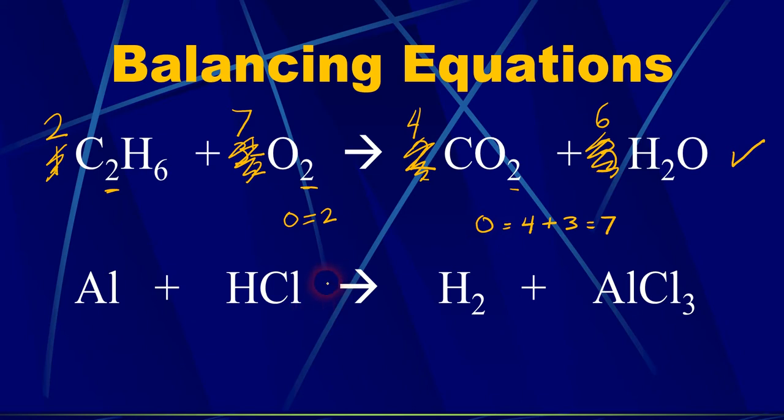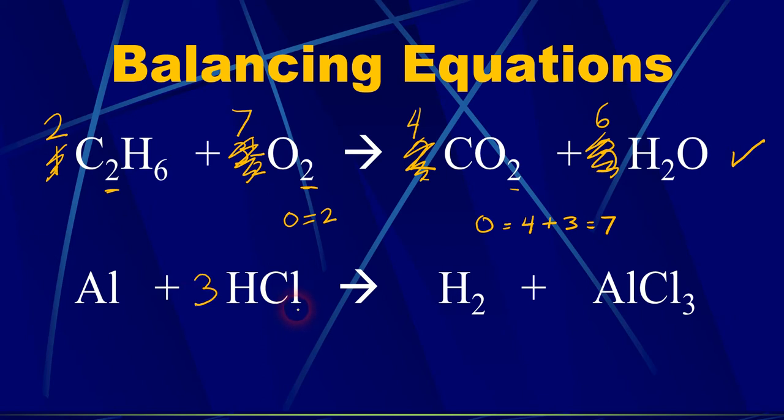Now we have one more here. Let's try this example. We have chlorines. There's one chlorine on the left, and looks like we have 3 on the right. So how can we balance the chlorines? 1 on the left, 3 on the right. Well, if we multiply this by 3, now the chlorines are balanced.